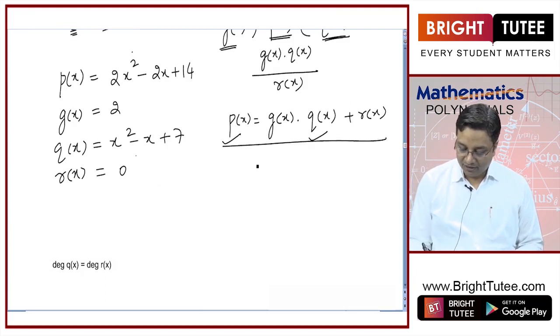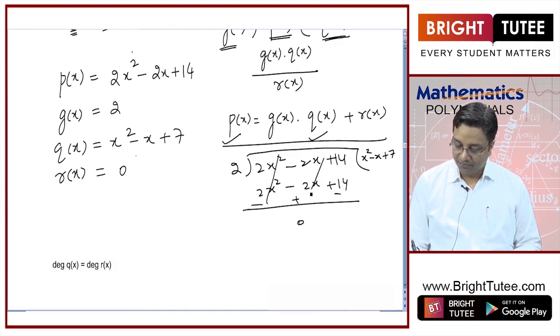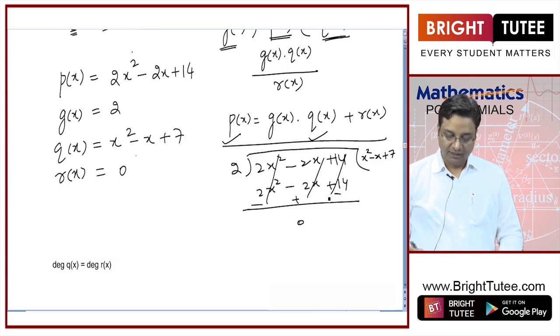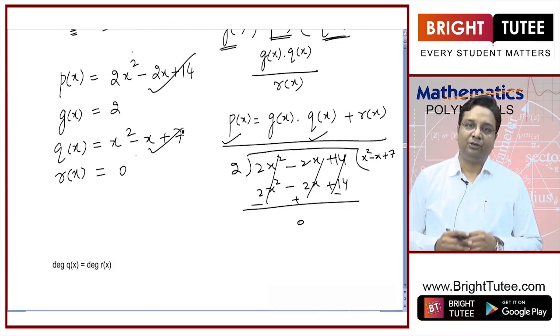So if I take 2x square minus 2x plus 14 here and divide it by 2, I will get x square minus x plus 7 here, right? And remainder will be 0. Okay, so this way I got the degrees of p(x) and q(x) as same, which is equal to 2, right? This is a simple manipulation.